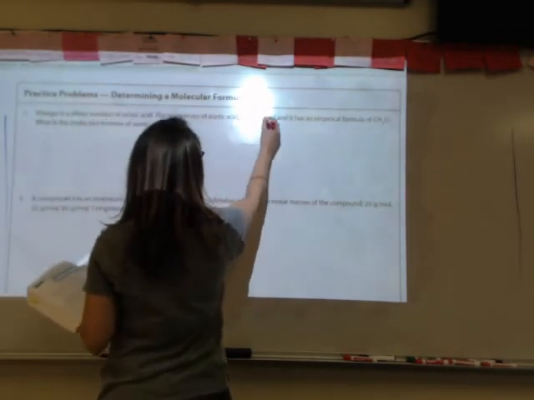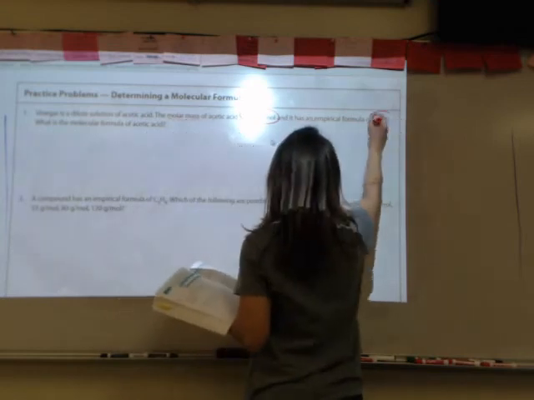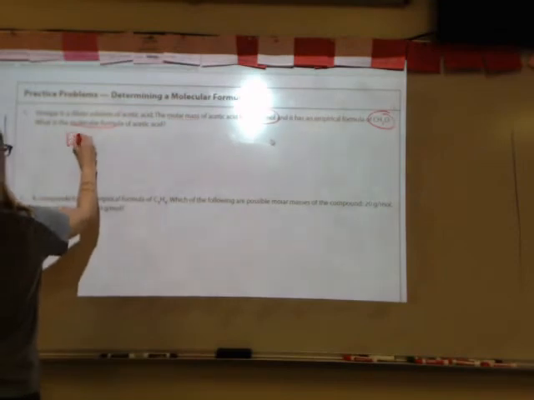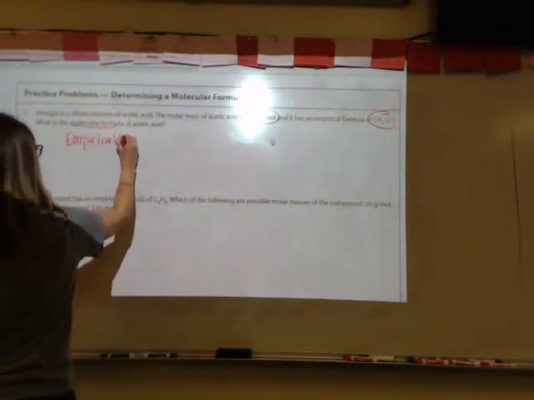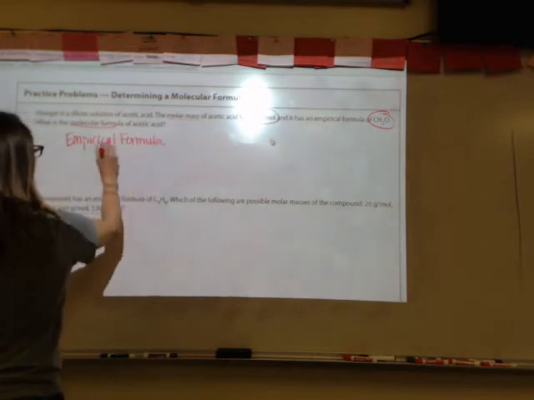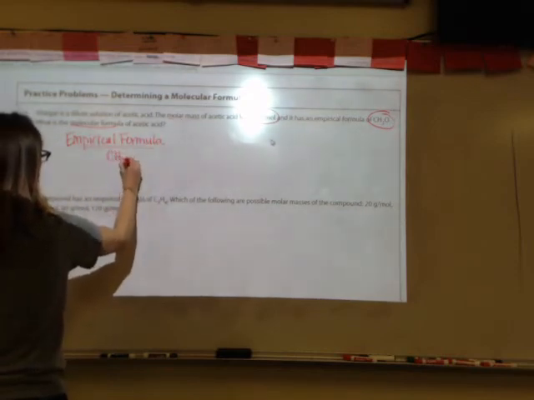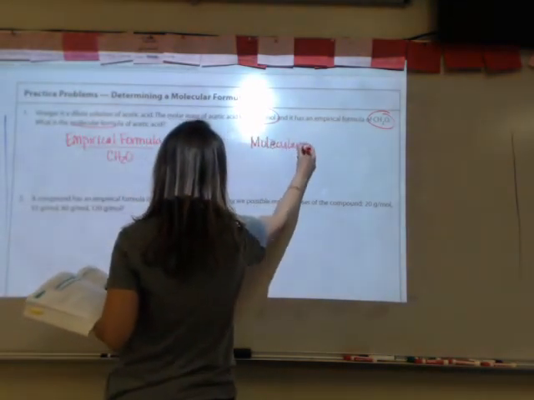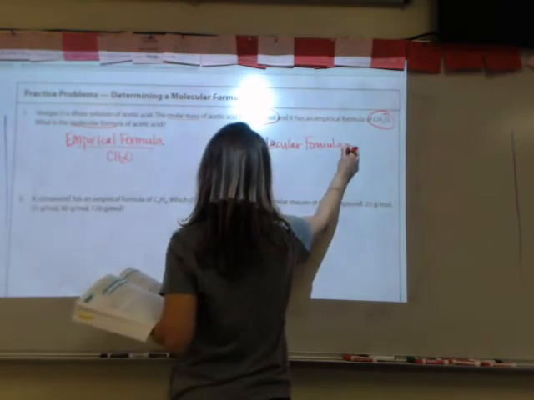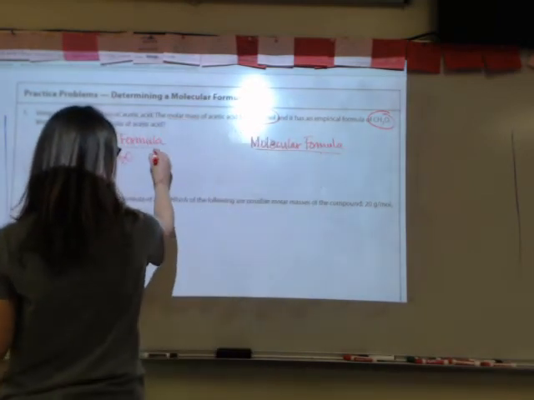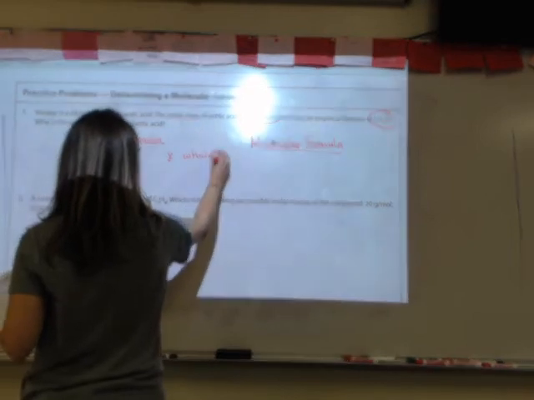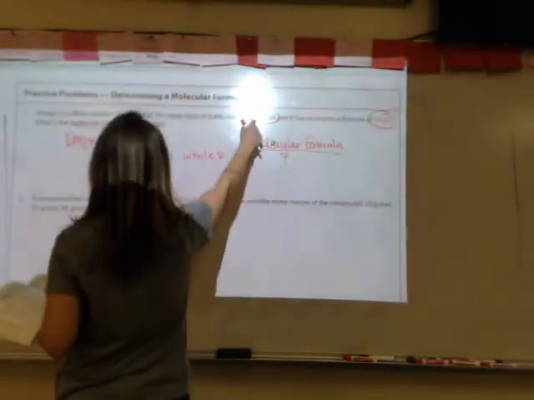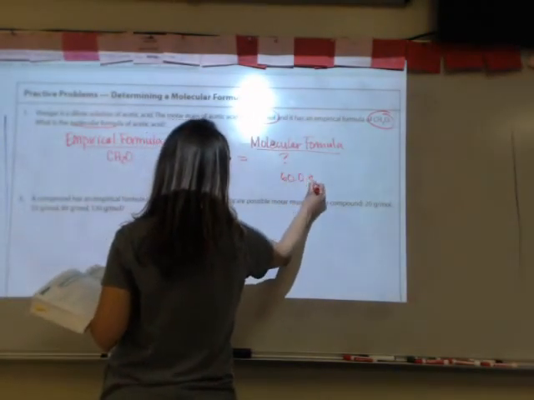the molar mass of acetic acid is 60 grams per mole. Its empirical formula is CH2O. What's the molecular formula? So if the empirical formula, which is the simplest formula, is CH2O, and I'm trying to find the molecular formula, which is a multiple of the empirical formula, that means this times some whole number should give me the molecular formula. This molar mass is the mass of my molecular formula.